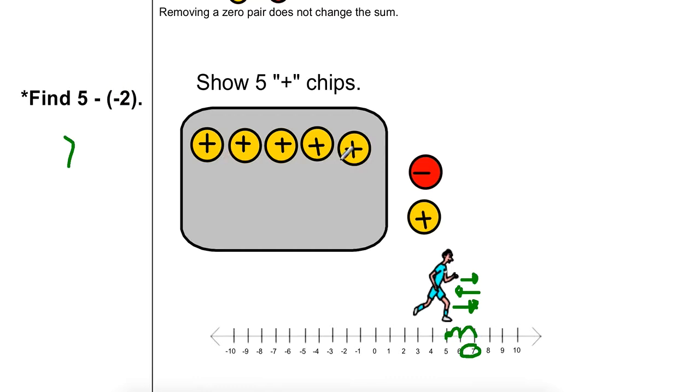So if I have 5 chips, I need to take away 2 negatives. But there isn't any negatives to take away. So I'm going to put in a 0 pair because that doesn't affect it. I'm going to put in one more. Now I have 2 negatives to take out. 1, 2, and I'm left with 7. So anytime you see a negative and a negative right next to each other, it's like a double negative, it makes it a positive. So these are really turning to positives.